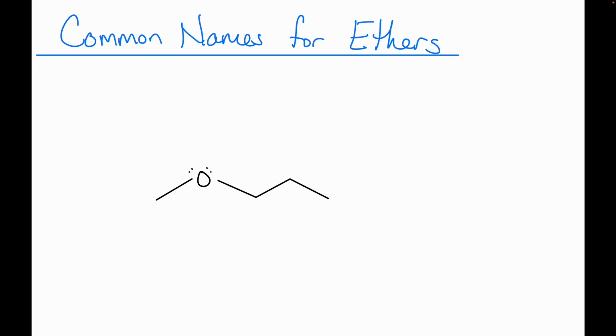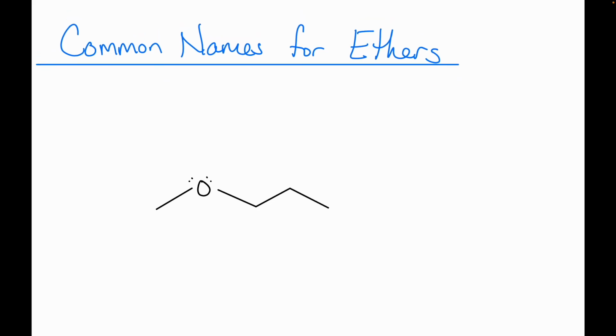If we're doing our common names for our ethers, what we see in our ethers is, by definition, there's an alkyl chain on either side. So when we do our common names, it's just alkyl 1 plus the other alkyl group, followed by the word ether. And we're going to arrange those alkyl groups in alphabetical order.